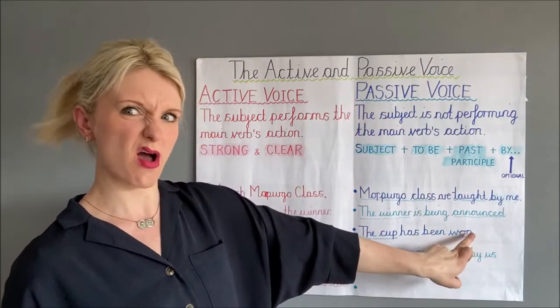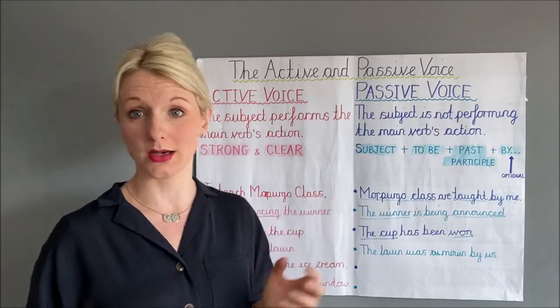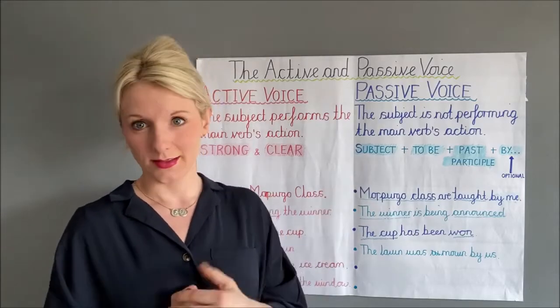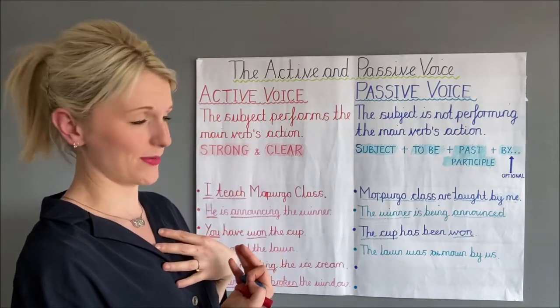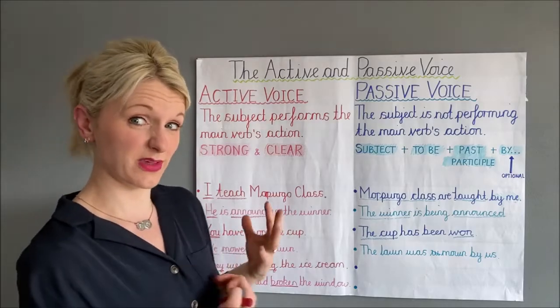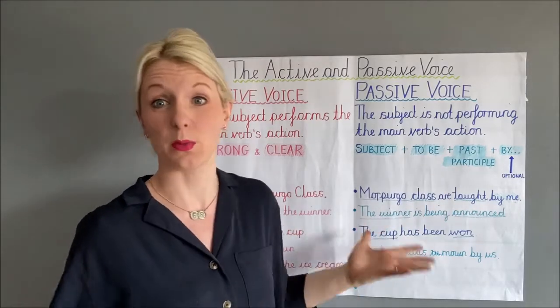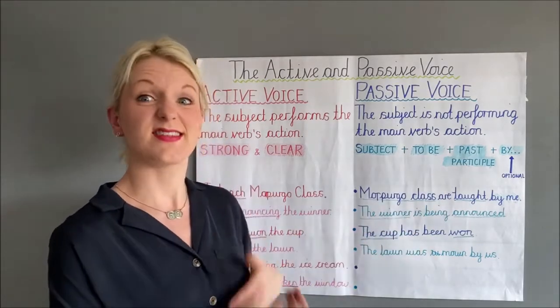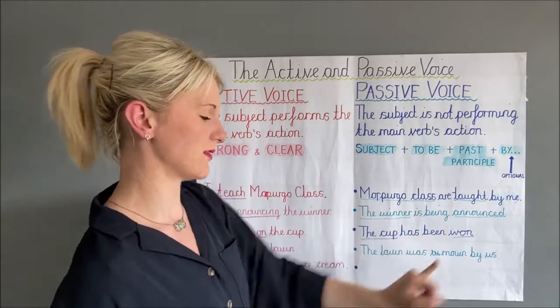We haven't got the by at the end. We might say the cup has been won by Timberwood Academy. Okay, but we don't have to have that bit at the end. It's useful sometimes if we don't know who it was done by. The cup has been won, but we don't know who by, then sometimes it's useful to use this passive voice.